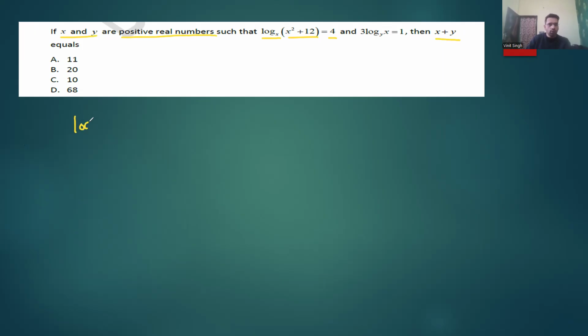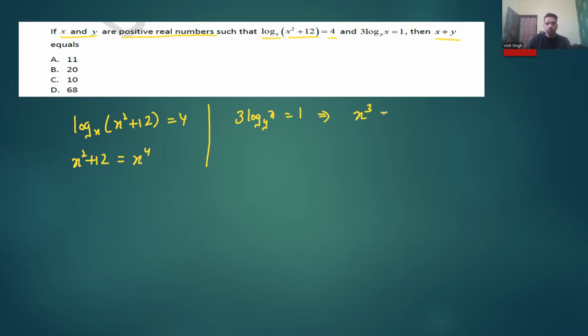So log of x square plus 12 is equal to 4. So we can write it in the form of x square plus 12 is equal to x power 4. Now here we get 3 log y x is equal to 1. So we can write x cube is equal to y.